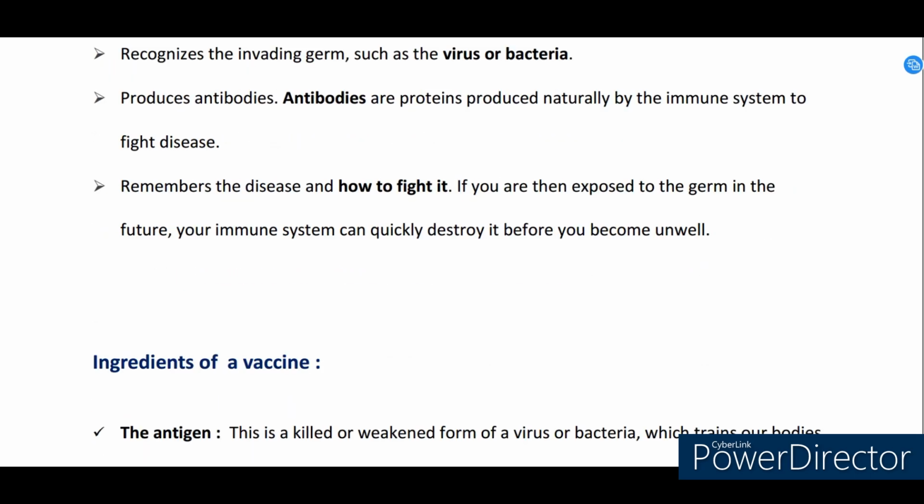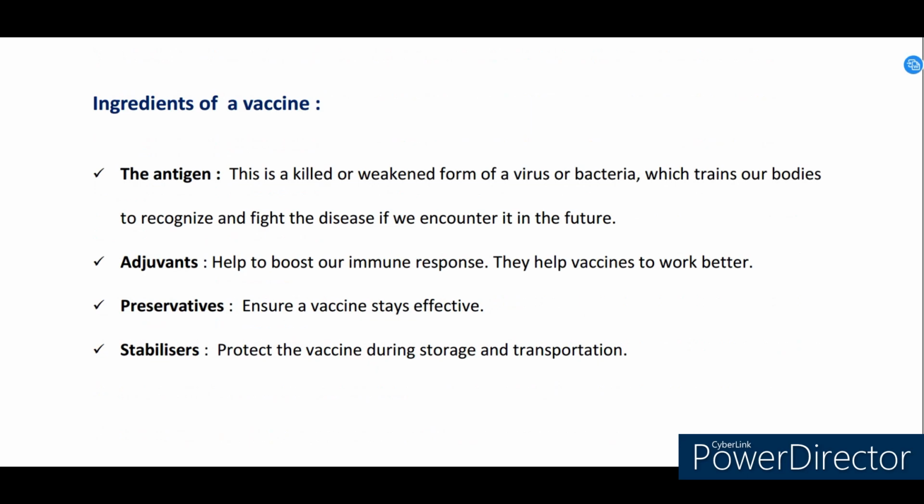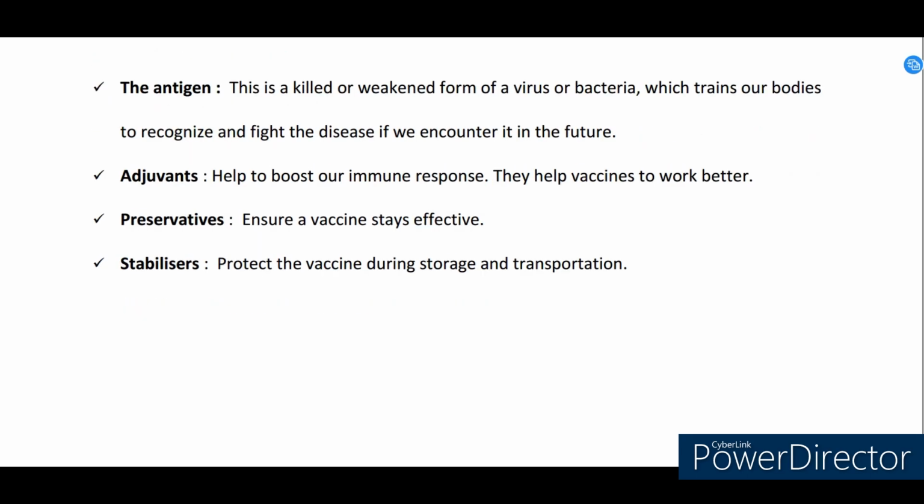The ingredients of a vaccine include antigen, which is a killed or weakened form of a virus or bacteria, which trains our bodies to recognize and fight the disease if we encounter it in the future. Adjuvants help to boost our immune response. They help vaccines to work better. Preservatives ensure a vaccine stays effective, and stabilizers protect the vaccine during storage and transportation.